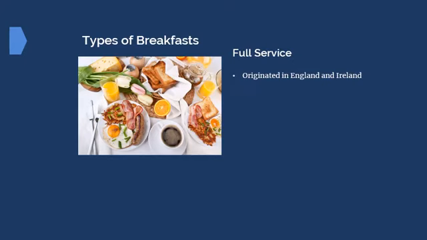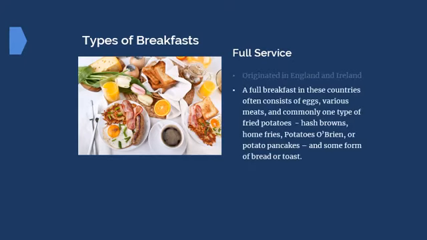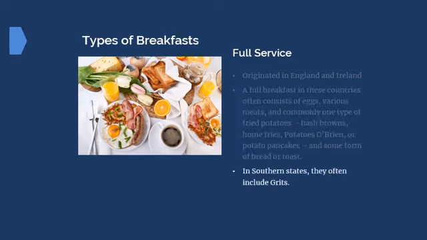Originating in England and Ireland, a full-service breakfast is something that's very familiar to us. This full-service breakfast in these particular countries often consisted of eggs and various meats and commonly more than one type of fried potato, such as hash browns or home fries, potatoes O'Brien, or potato pancake, and usually some form of bread or toast. Here in the southern United States, we often include things such as grits and biscuits and sausages.